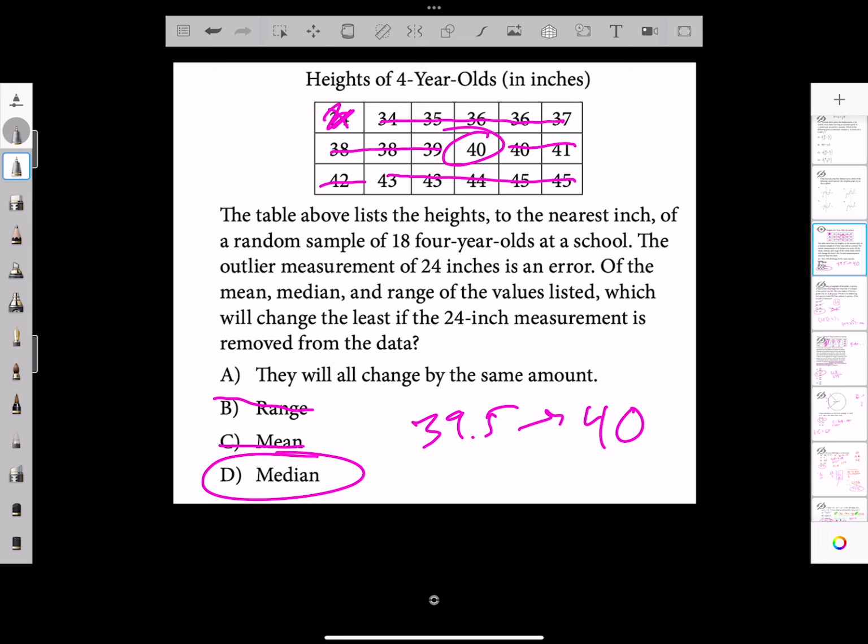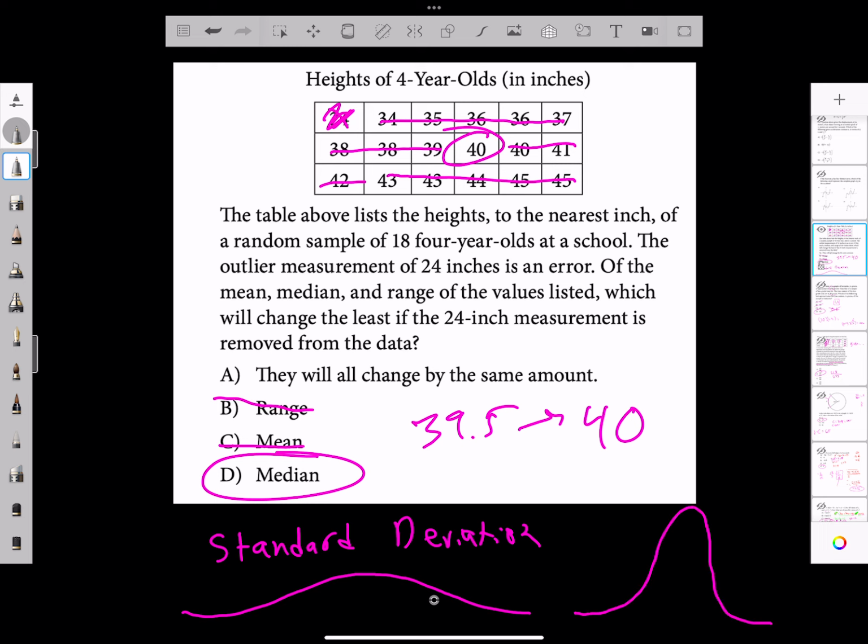And by the way, remember you need to know the words standard deviation. It just means how spread out your data is. The more spread out, the larger your standard deviation is. The less spread out, the smaller your standard deviation is. You don't need to know how to calculate it. You just need to know how to compare one standard deviation to another. So something that looks like this, pretty spread out, large standard deviation. Something like this, small standard deviation, not so spread out.